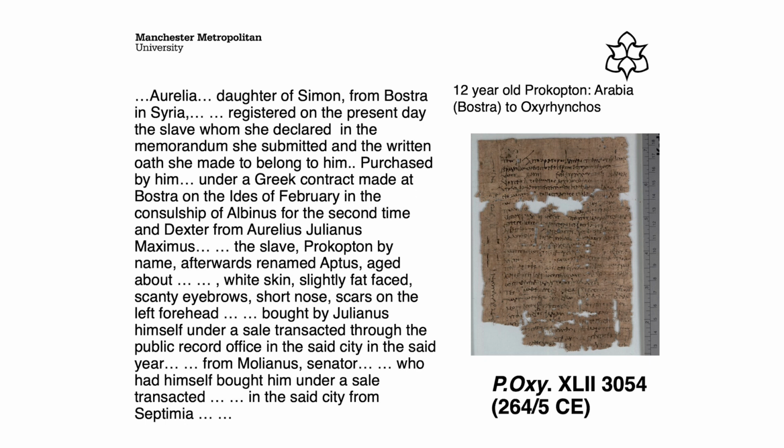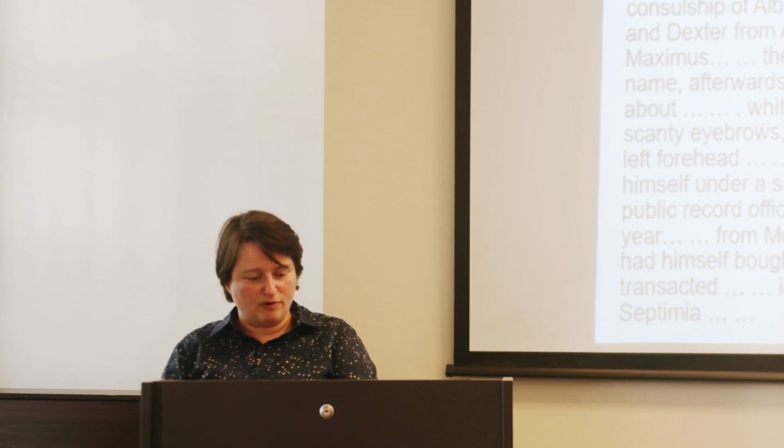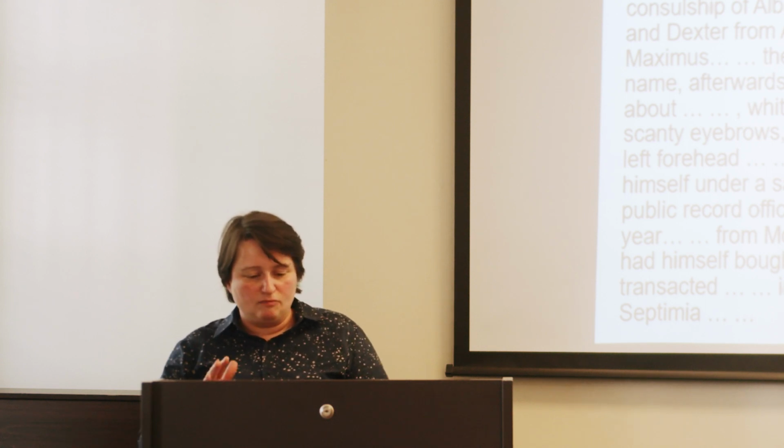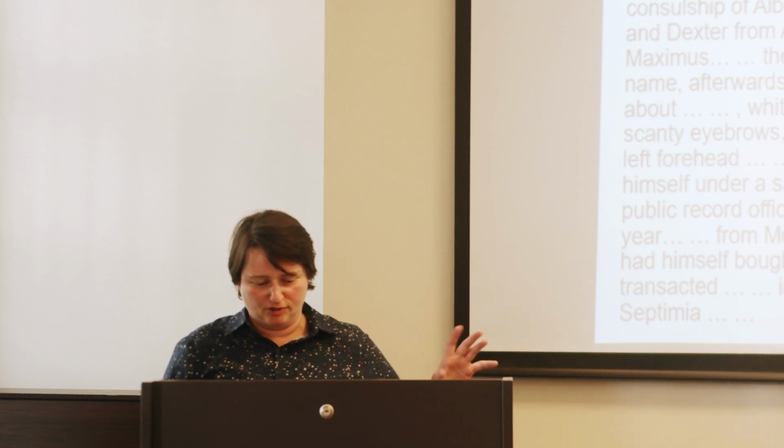Here's another one, the 12-year-old Procopton, an Arabian boy from Bostra, ends up also in Oxyrhynchus in 265 CE, seemingly only at the age of 2. And he'd already had a history of 2 previous sales behind him, both in Bostra in the province of Arabia. And his age is disputed, as some of the ages are in these documents, but that's a whole set of different questions.